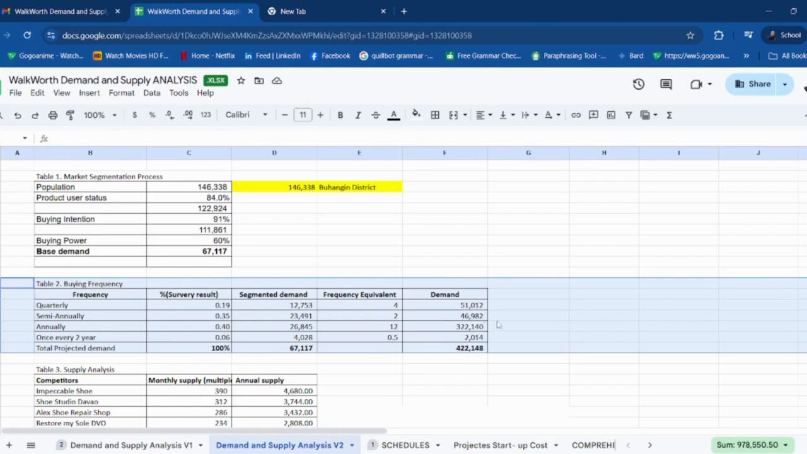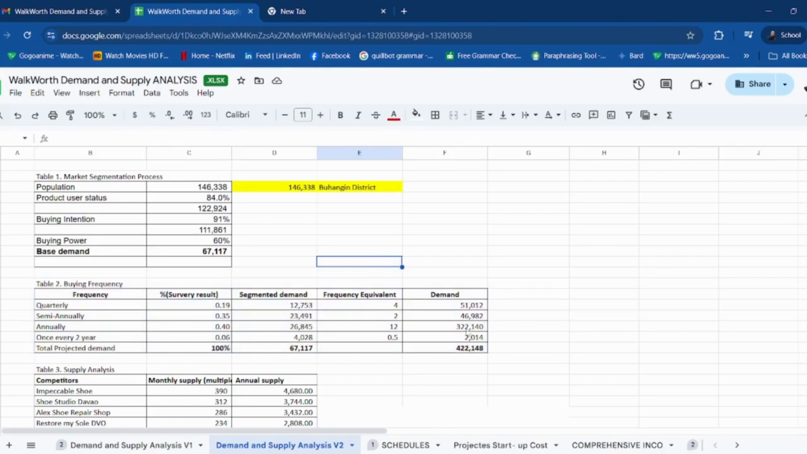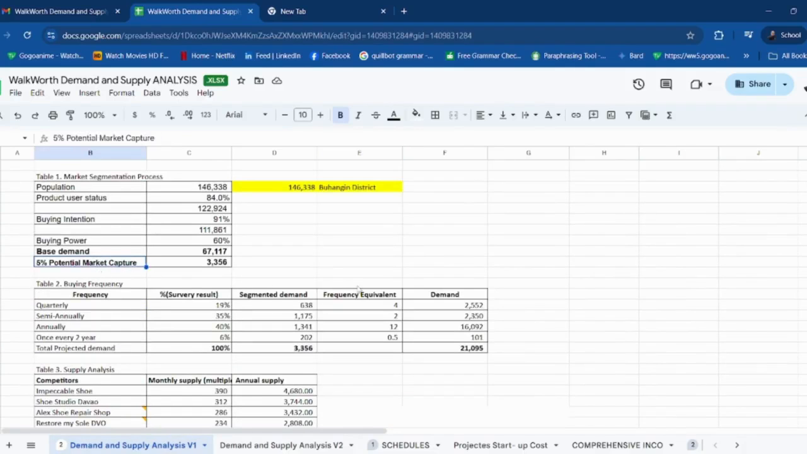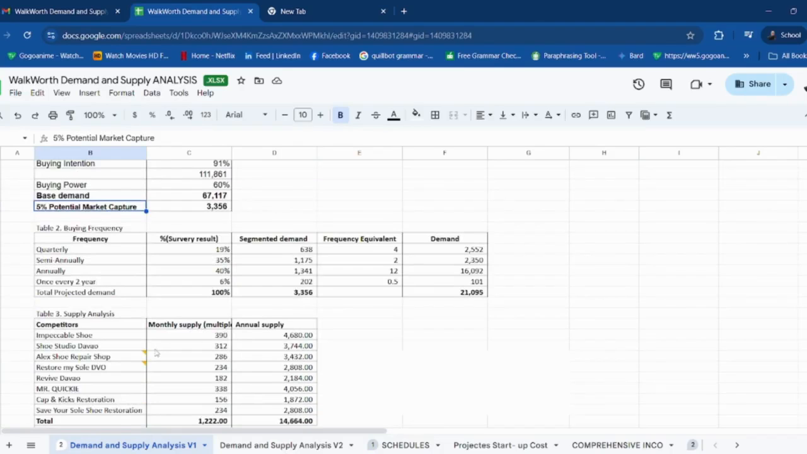So, how are we going to solve this problem? The solution is that you'll add a percentage potential market capture. Now, some may ask, how are we going to get the potential market capture? Is it constant, 5%? The answer is no. So, you need to always take a look at your supply analysis.